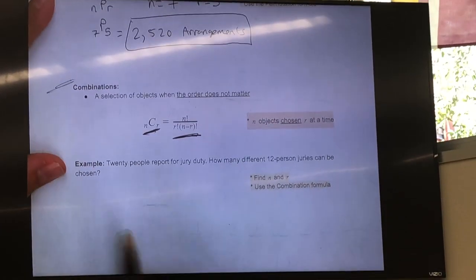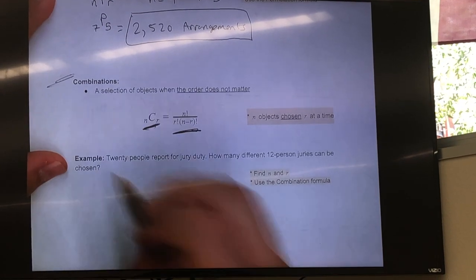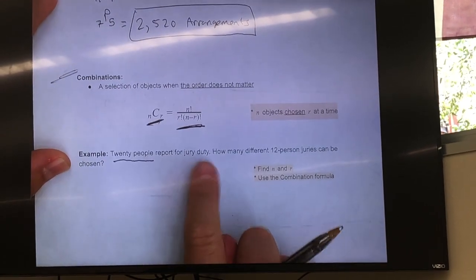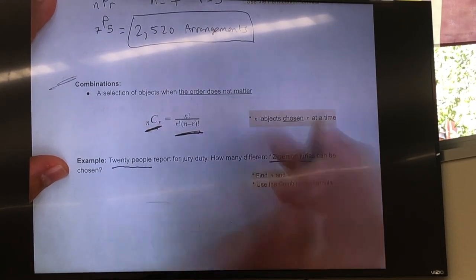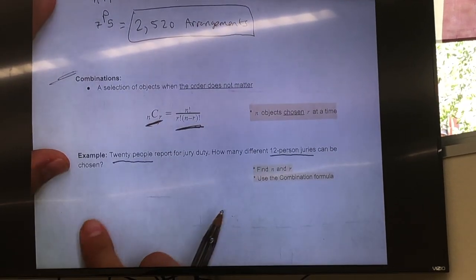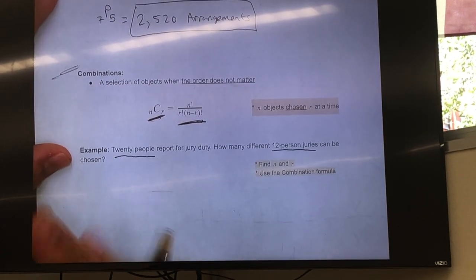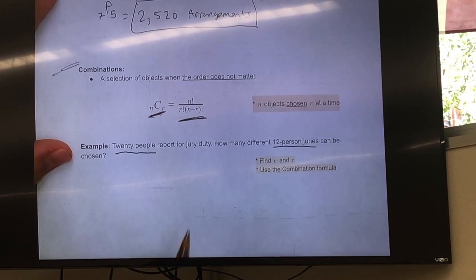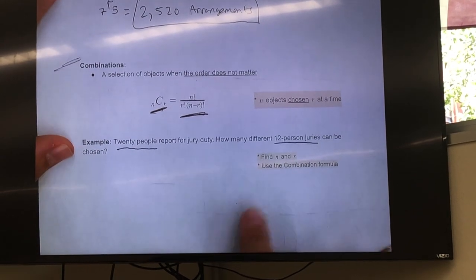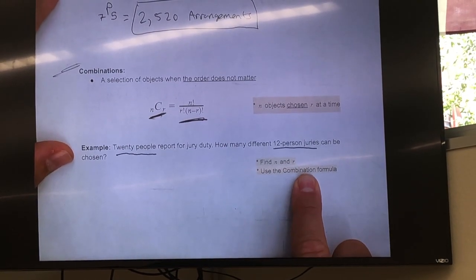First example, 20 people report for jury duty. How many 12-person juries can be chosen? Again, the order does not matter. They're just picking 12 of them. It doesn't matter who got picked first, who got picked last. There are 12 of them, and that means that is a combination formula, okay?